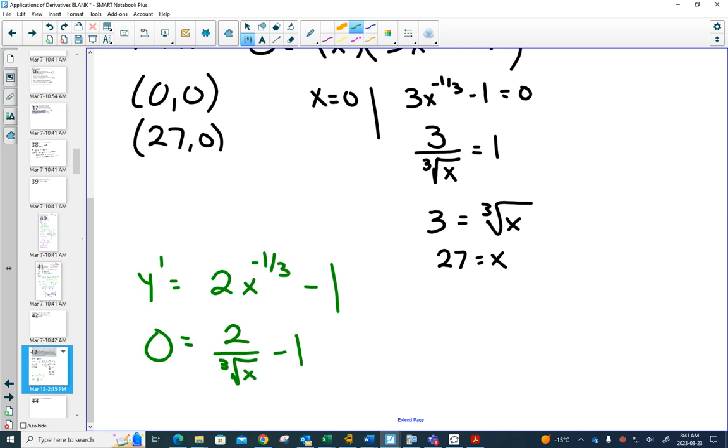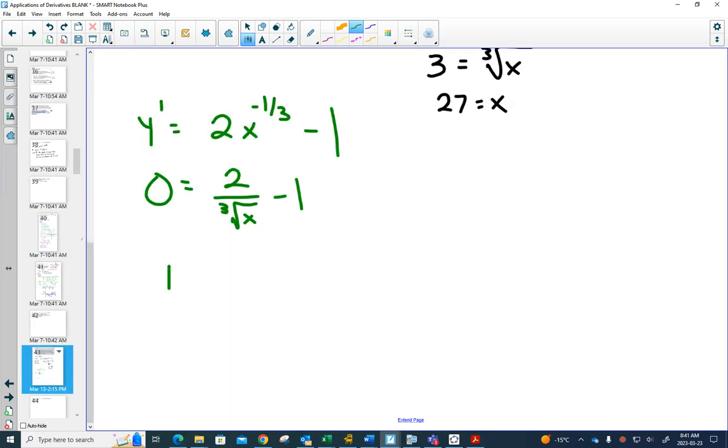set our derivative equal to 0, and again, this would be very similar to what we just did with the last one, right? We can move the 1 over, multiply, then both sides by that cube root, and we get x equals 8. Okay?